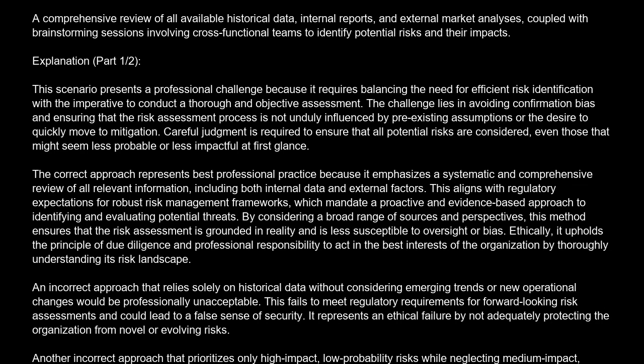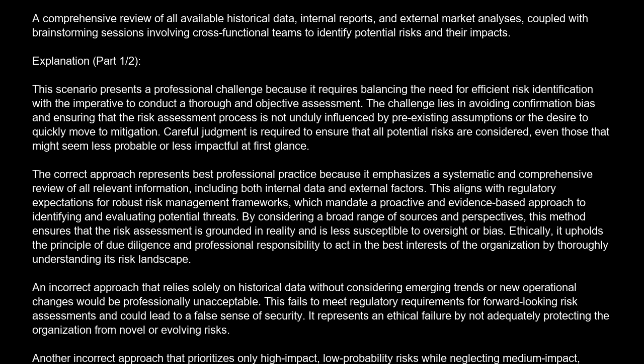The correct answer is A. A comprehensive review of all available historical data, internal reports, and external market analyses, coupled with brainstorming sessions involving cross-functional teams to identify potential risks and their impacts.